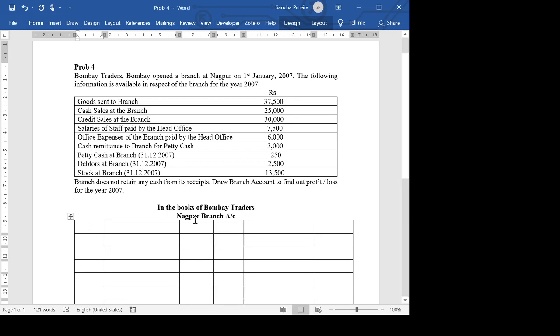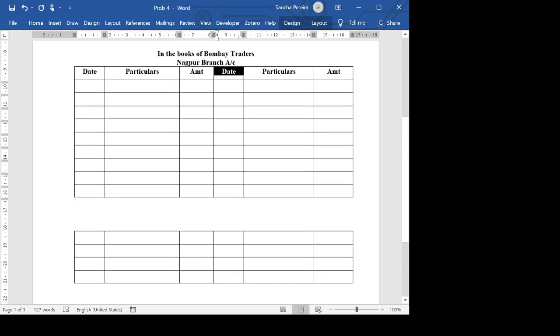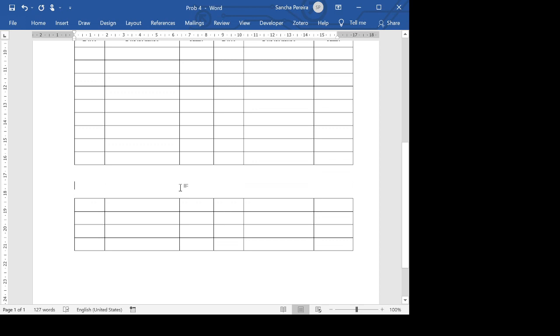In the books of Bombay Traders, Nagpur branch account, date, particulars, amount, date, particulars, amount. Okay. We will also have to prepare the debtors account. This is more like a working note actually. Working note in the sense to find that missing figure or to see if there's any figure that is missing.